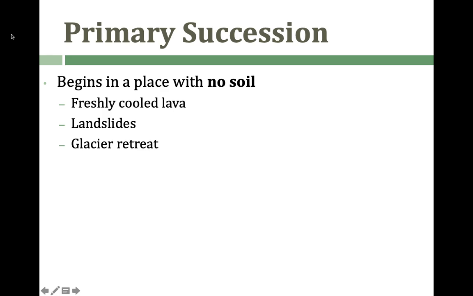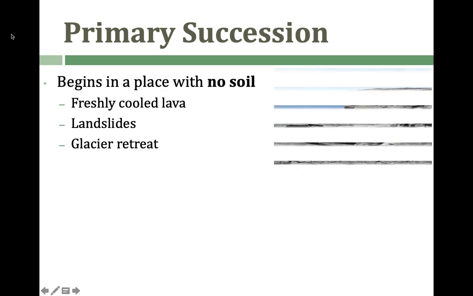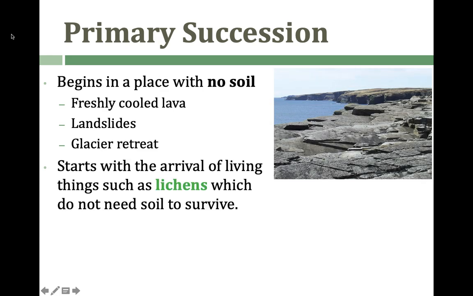The types of areas where this would occur are areas with freshly cooled lava, areas covered by landslides, so they're covered by new dirt, or areas where a glacier melts, which we call glacial retreat. These are some examples of areas where primary succession would occur. The Hawaiian Islands are another good example of primary succession because remember, they formed from shield volcanoes that erupted, and the lava cooled and was just exposed rock as well.